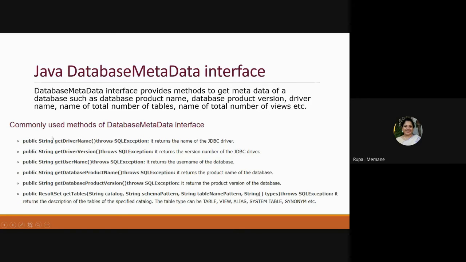So getDriverName will return the name string, and it is going to return the name of the driver. Suppose I want to know what the driver version is. So I say getDriverVersion. Now again, the driver version will be a string. It returns the string data type, the version number of the JDBC driver.